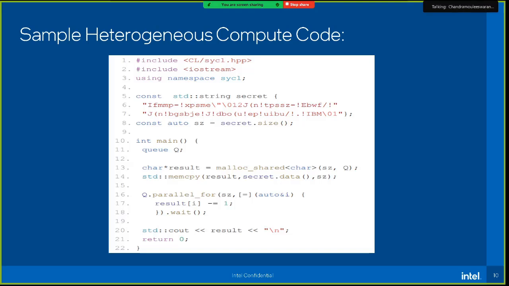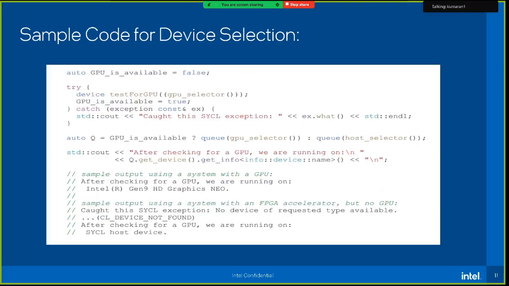Yes. The next slide will become clear. So if you go to the next slide. Now that queue, right? So now if you look just after the try block, at the auto queue equal to GPU is available, and then you are trying to instantiate a queue using a GPU selector or the host selector. So this queue is giving you a high level abstraction for the coprocessor or the device.